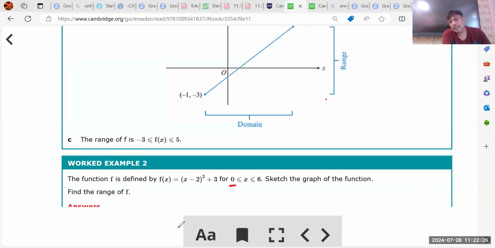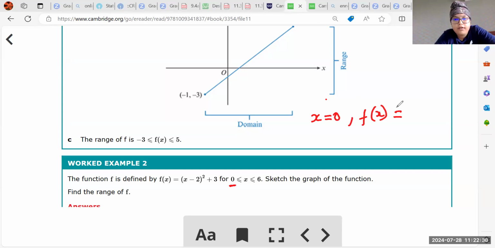x greater than or equal to 0. So what will you get when you put x equal to 0? Then f of x will be what? So 4. Sir, how 4? So 0 minus 2, sir, 0 whole minus square, it is plus 3 also, na. So 7. ये चीज क्लियर हुई?